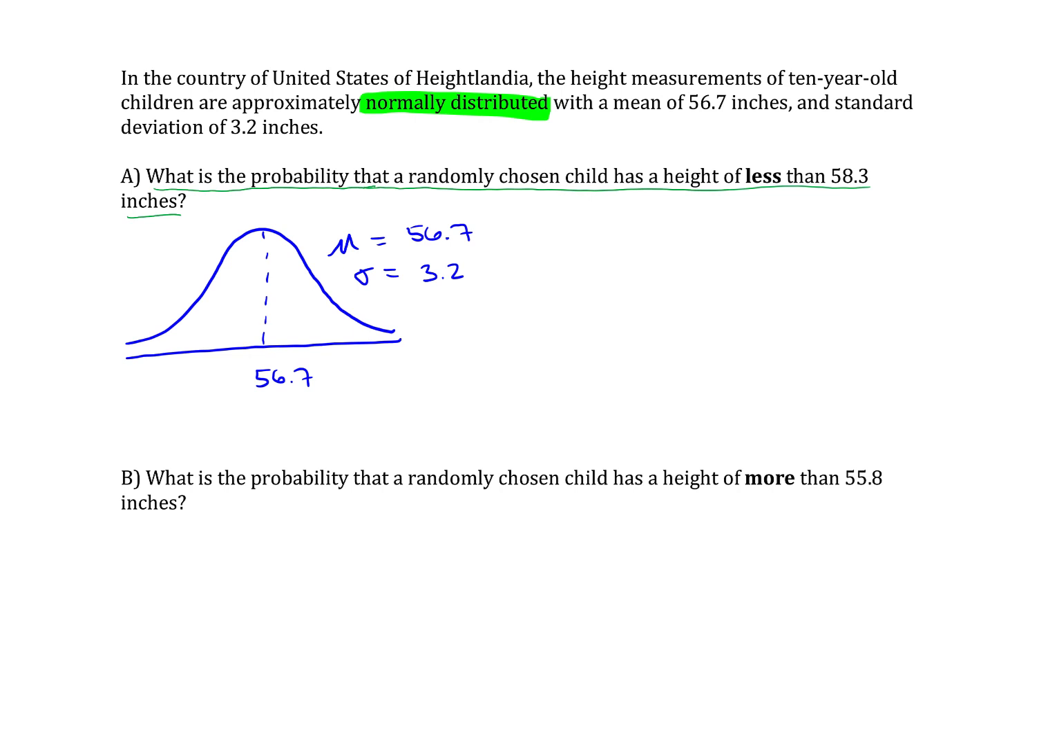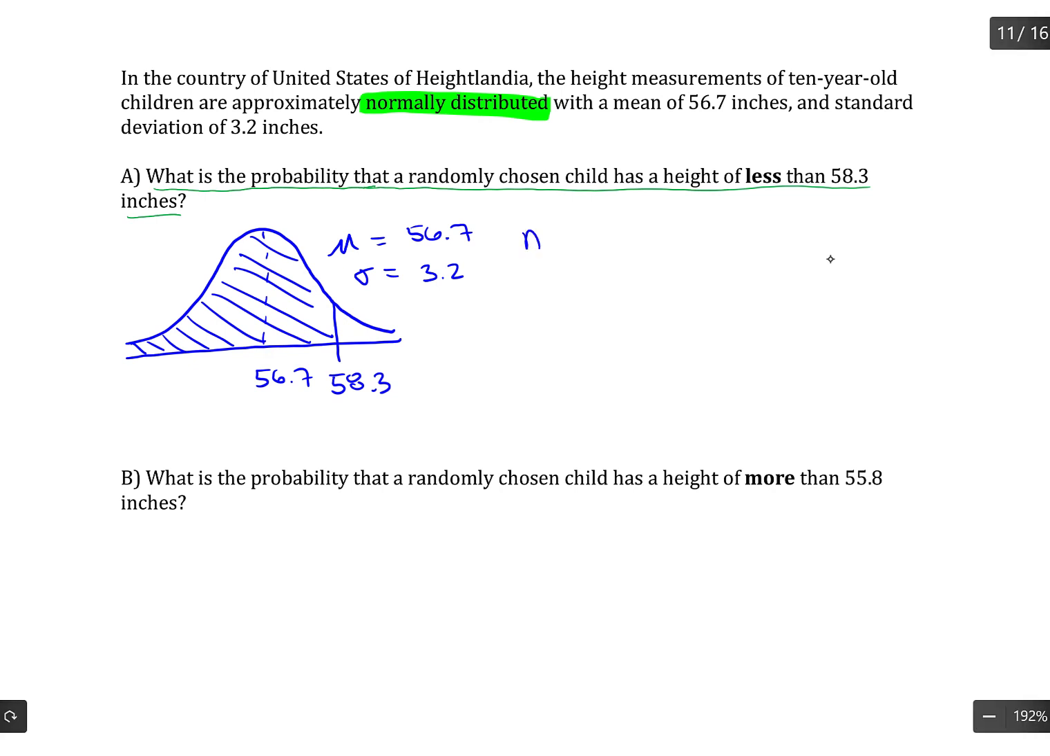And we're looking for the probability that a child has a height that's less than 58.3 inches. So I'm just putting this somewhere to the right. But if it's less than 58.3, then I need to shade to the left.